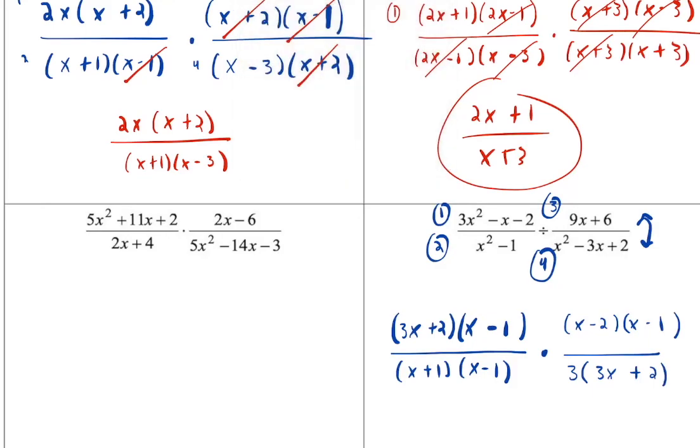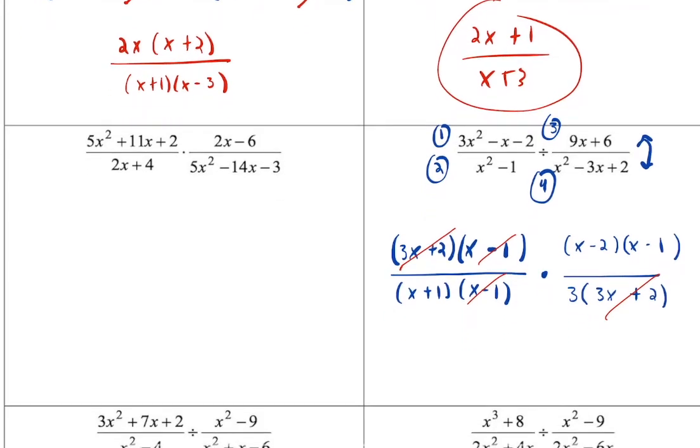And that makes sense because these usually work out so that you can have things that divide to make 1. So 3x plus 2 and 3x plus 2 divide to make 1. x minus 1 and x minus 1 divide to make 1. That looks like all we've got here. So our final answer here will be x minus 2 times x minus 1 all over x plus 1.